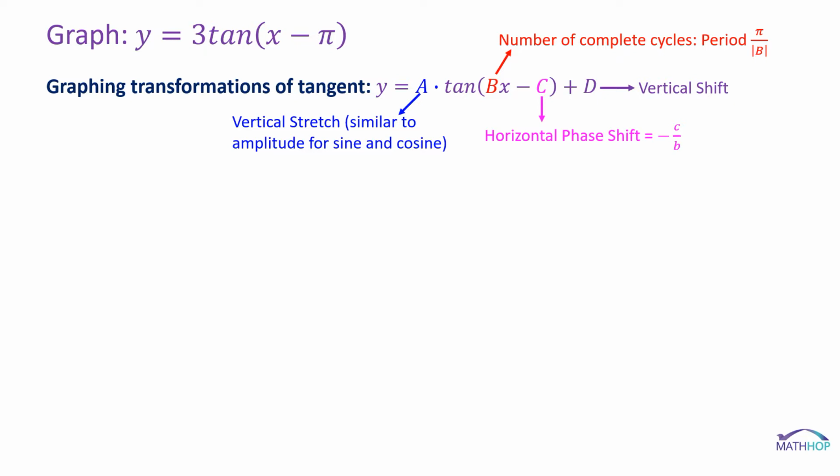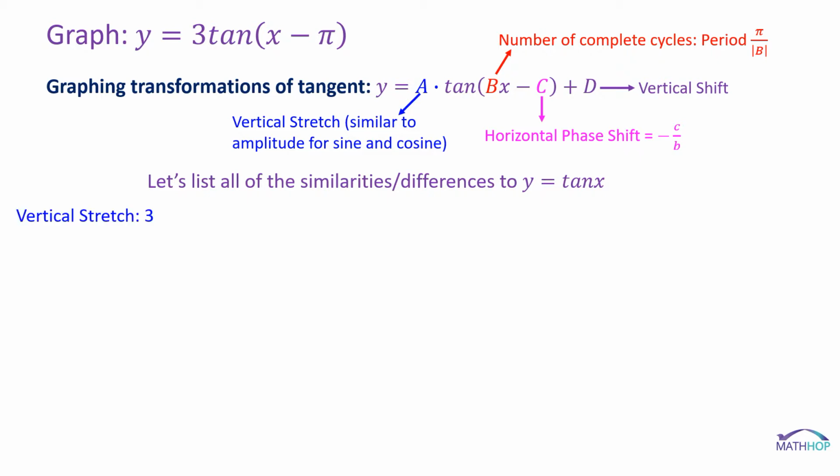Now let's list all the similarities and differences to our parent function. So we have a vertical stretch by a factor of 3, so this is going to be stretched by a factor of 3, and we'll see that. We have a C value, so we have a horizontal transformation, negative C over B, so that's going to be positive pi over 1. So it's just going to be a horizontal transformation plus pi. That means it is shifted pi units to the right.